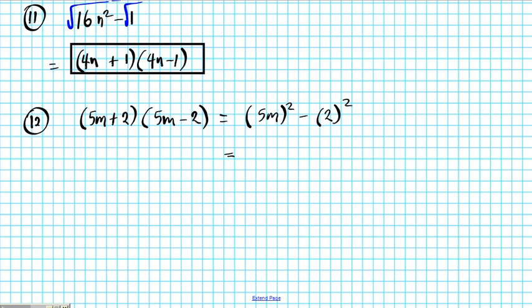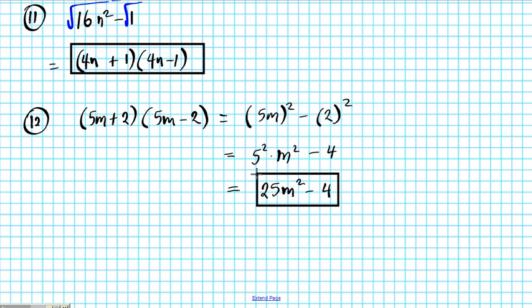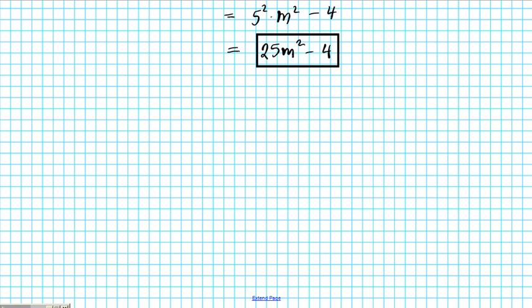Okay? So when you're squaring 5m, you're going to square both of them. You're going to have 5 squared and then m squared. Okay, minus 2 squared is just 4. So this comes out as 25m squared minus 4. So this is the multiplied form of this factored expression right here. Alright? So don't forget, factoring is the opposite of expanding or multiplying, right? Okay, let's move on to question number 13.